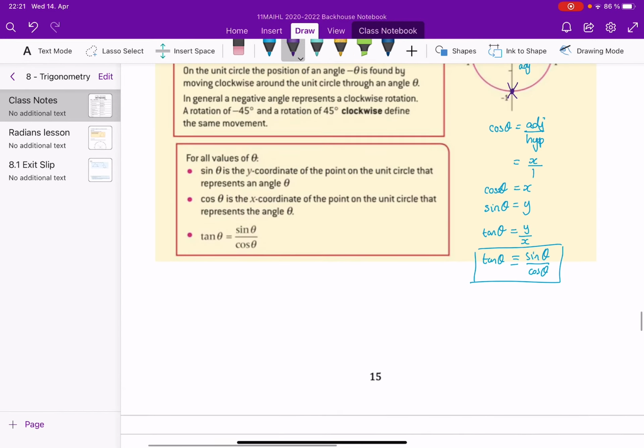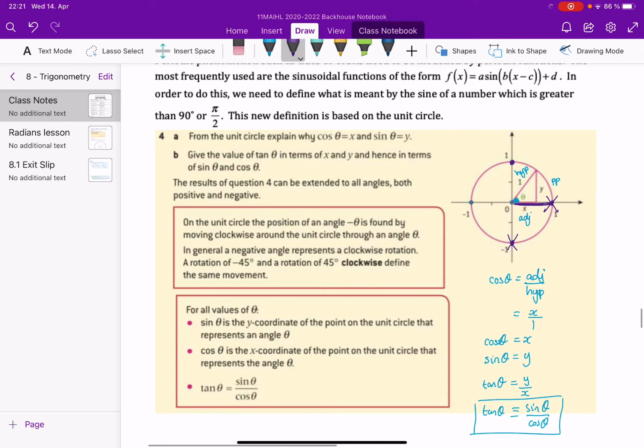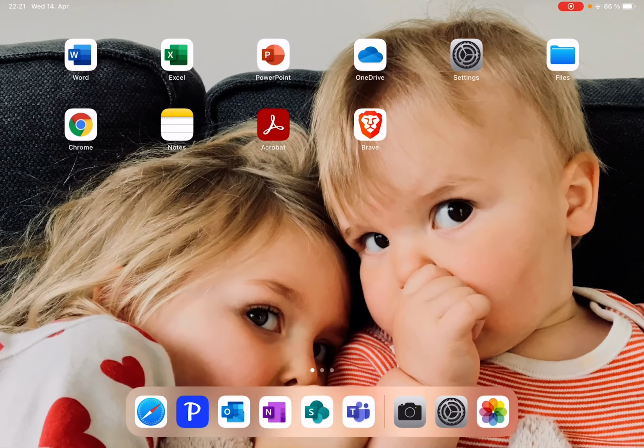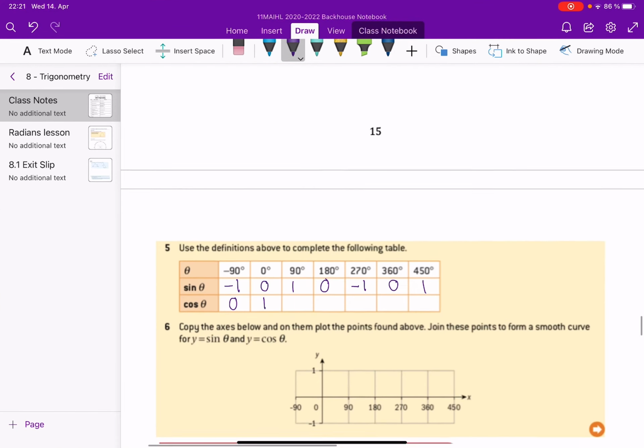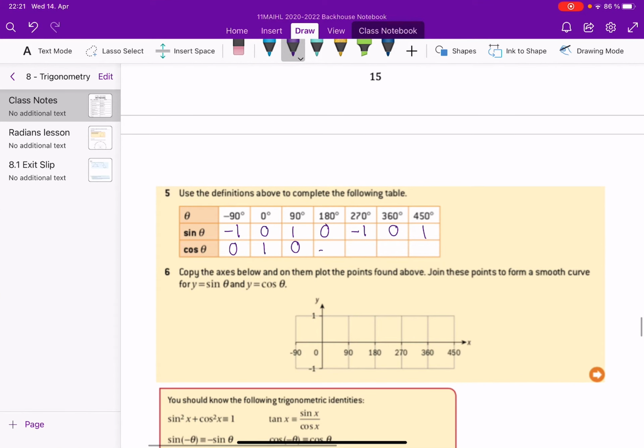I'm going to do one more. I'm going to go for 90 degrees. I'm looking at the top of the circle for 90 degrees. The x value is 0. Okay, and then I'm going to keep going. Negative 1, 0, 1, 0. Of course, you can find those all in your calculator as well as another option.